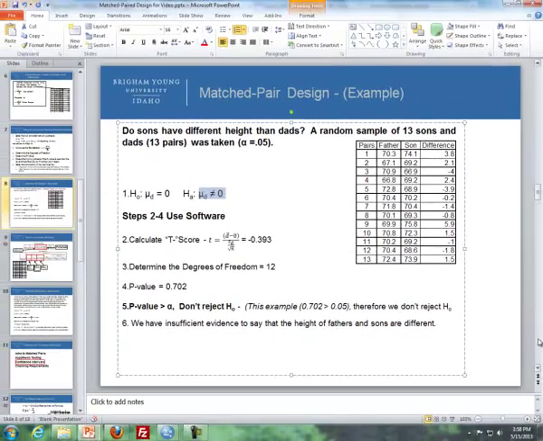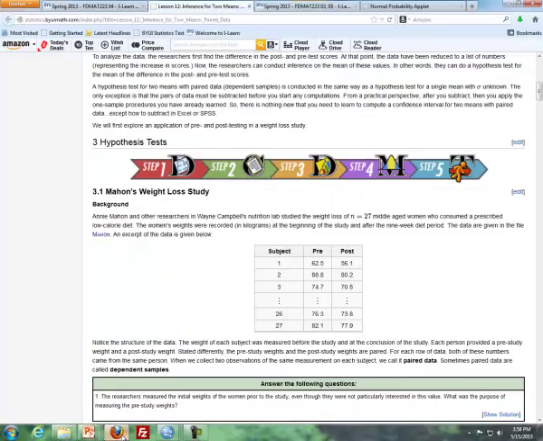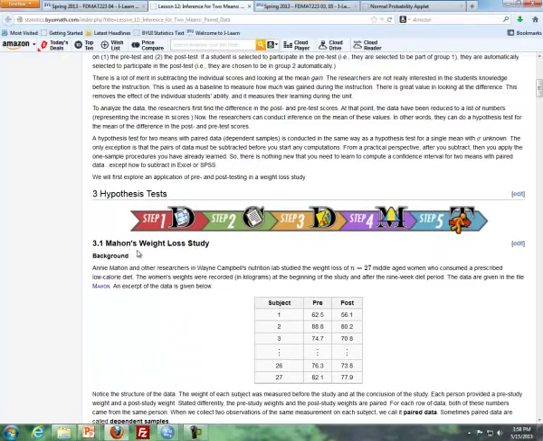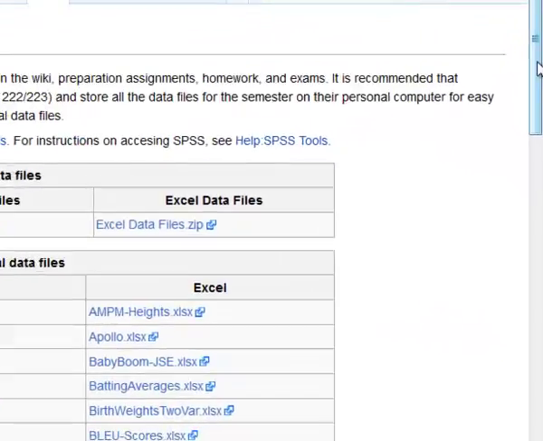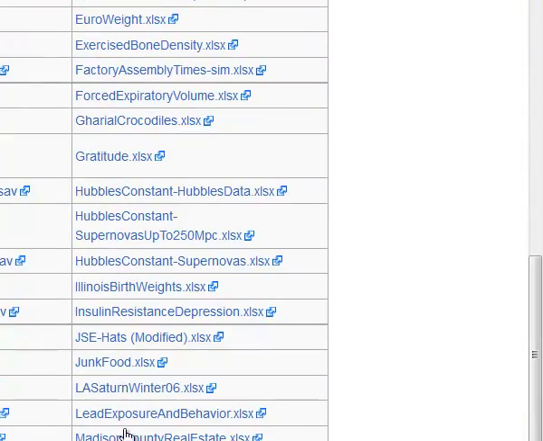So now what I want you to do is go to the online wiki, where there's an example of a weight loss study, and if you click on this link, you can find the data. Okay, let me go to the data. It's either an SPSS data set or an Excel data set. So what I want you to do is stop the video and go through those 6 steps.